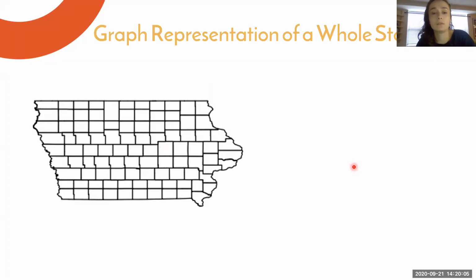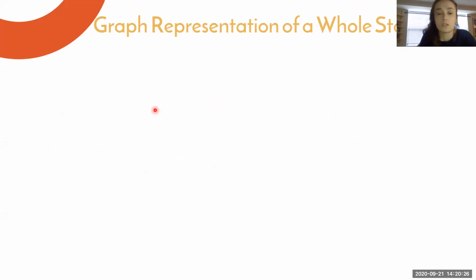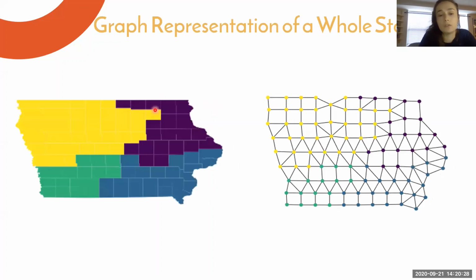So let's look now at how this applies to a whole state. Going back to Iowa and its 100 counties, I can represent this precinct map again as this graph object. We call it a dual graph of the precinct map. Each precinct is represented by a node, and they're connected if the precincts are adjacent in your map. So going back to Iowa's 4 congressional districts, I can now represent it as the graph object, where each of the nodes is colored to correspond to its district.